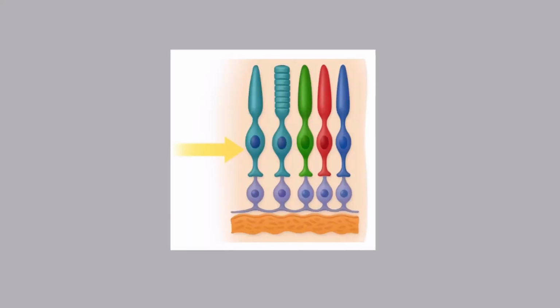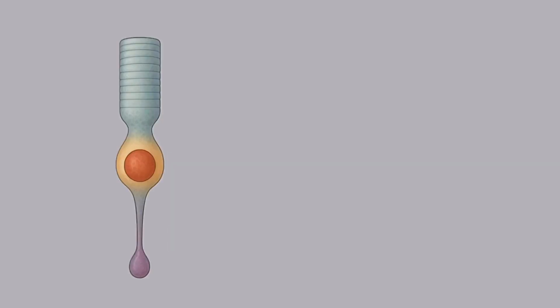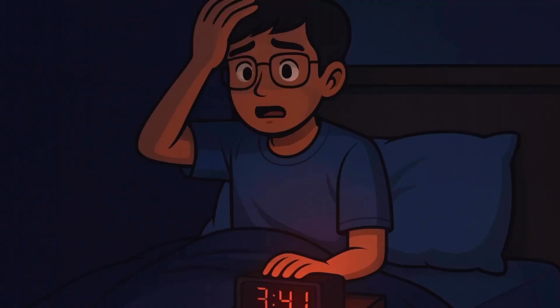Now, rods and cones are the reason we can actually see. Rods are sensitive to dim light, help you see in low light conditions, and allow you to distinguish black and white. When you wake up at 3 a.m. to check the time, the rods are the ones doing the night shift.